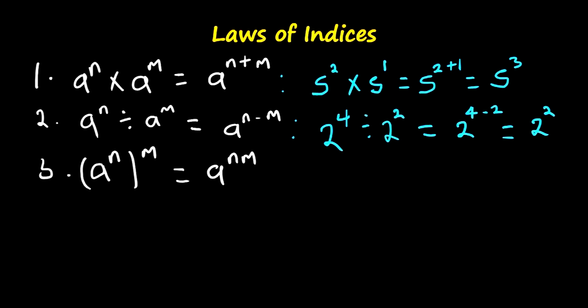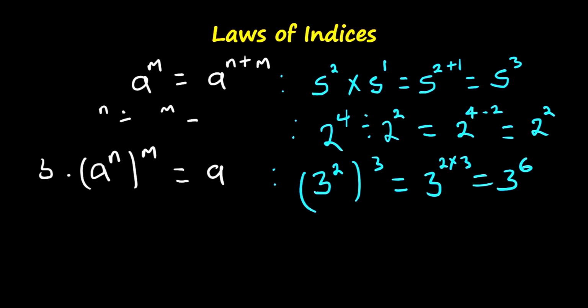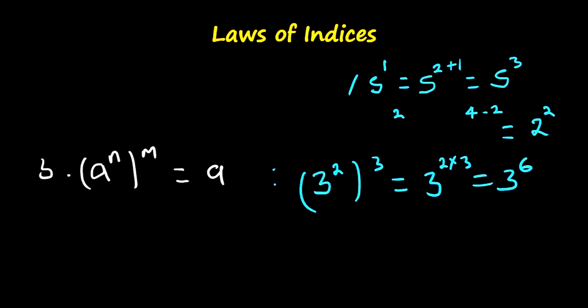Let's take an example. You can have 3 raised to power 2, and then again it's raised to power 3. So that will just be 3 raised to power 2 times 3, which is just 3 raised to power 6. So basically, these are the basic laws of indices. There are others that stem from these three. So we can look at the others that stem from these.